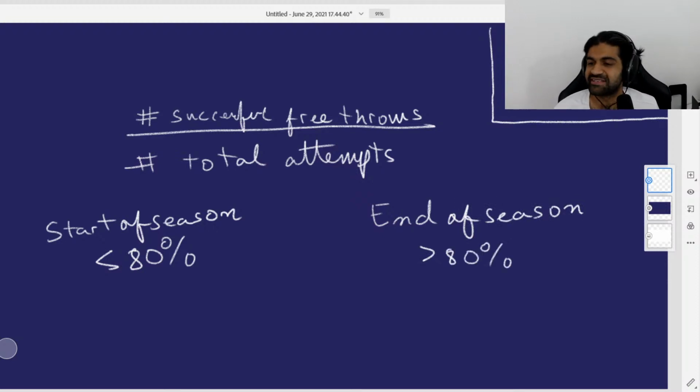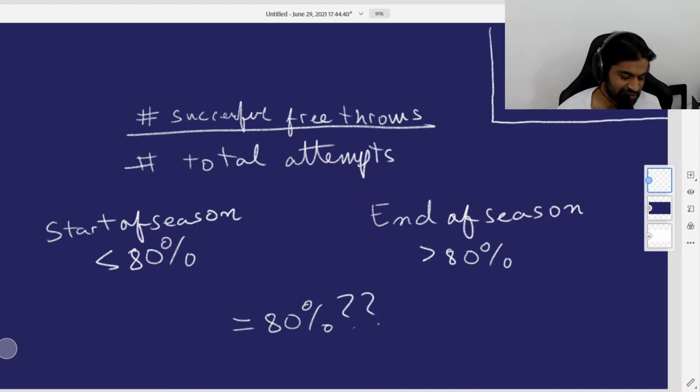And so the question is, did there ever have to be a moment when the percentage was equal to 80%? Was there ever a moment where the percentage had to be exactly 80%? So this is the question. Let me find the year for you while you guys figure it out. So this is 2004 A1.